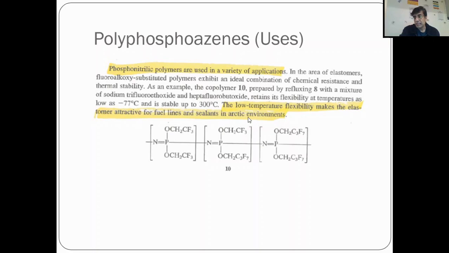in the Arctic environment. So if we take any ship or plane or something in the place where we have this lower temperature, this polymer will be used for protecting the sealant, protecting the fuel line not to choke, because this polymer survives this low temperature and this high temperature. That is why this polymer is very, very important.